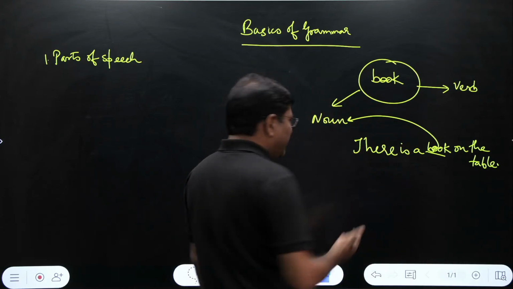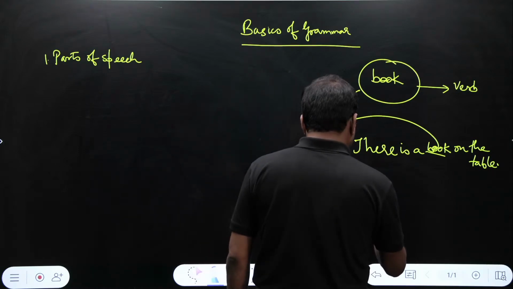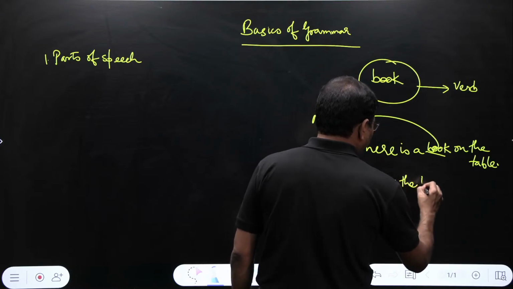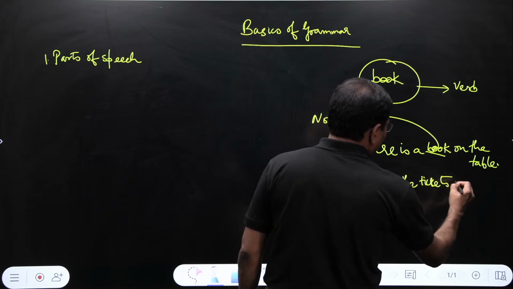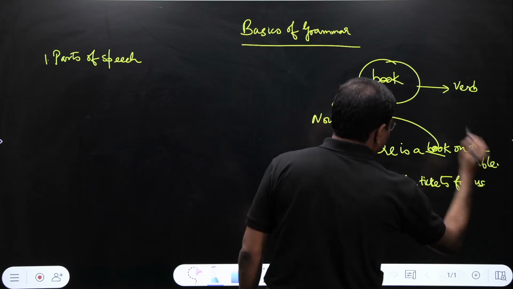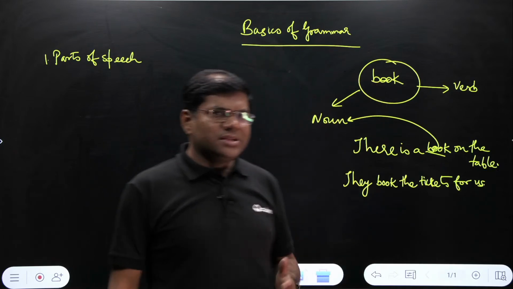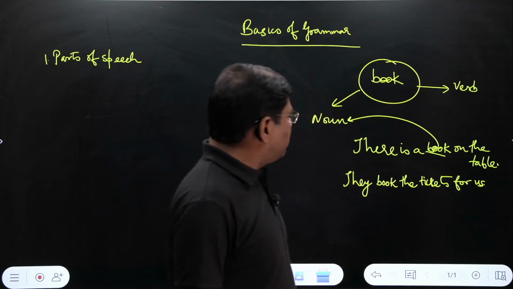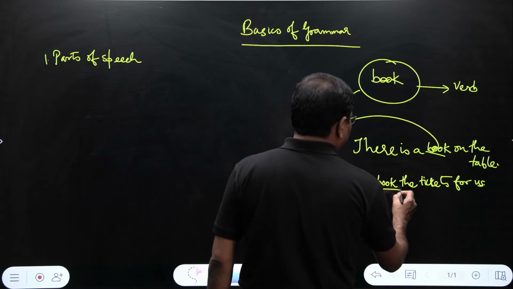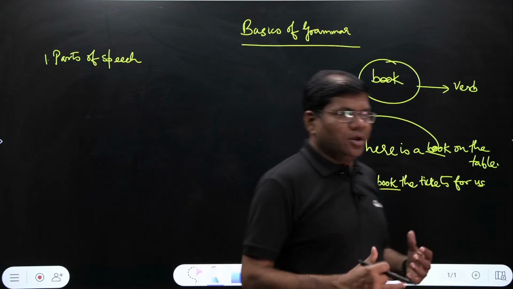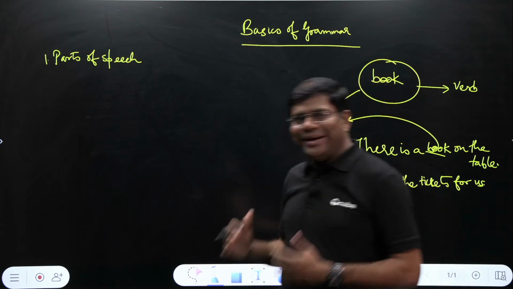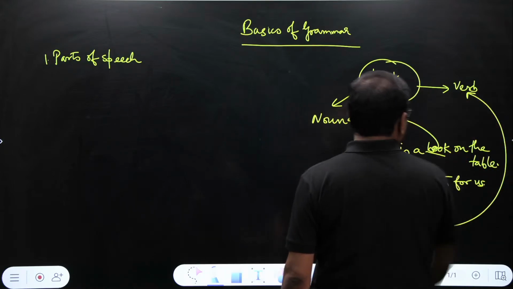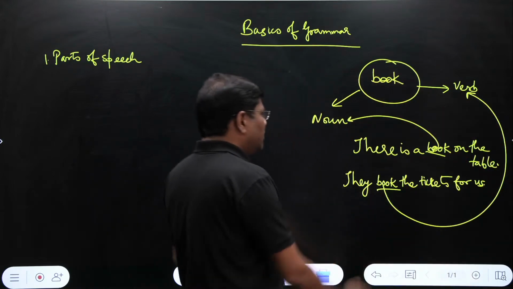And suppose I take one more example here: they book the tickets for us. So there is some agency, you are running a company and that agency does the job of booking the tickets for your employees when they travel from one place to the other. So they book the tickets for us. They could be anyone. What is this book here? This book is basically an action, to book tickets. So when you say to book tickets, it shows action and therefore the word book is a verb. Clear to all of you? So the word book is a verb in this case, and the word book is a noun in the other case.